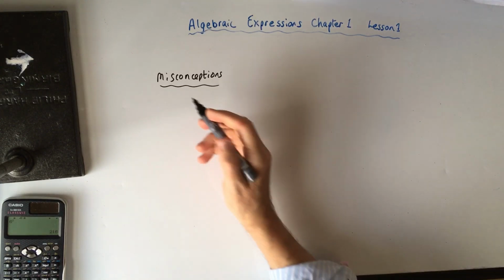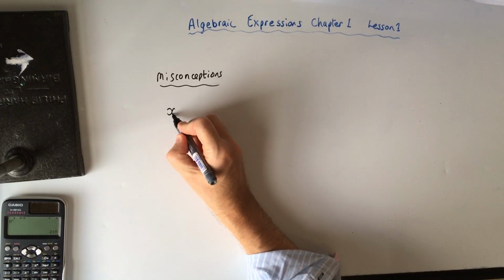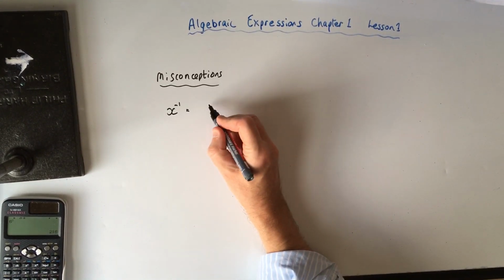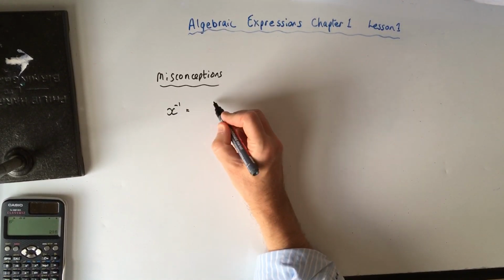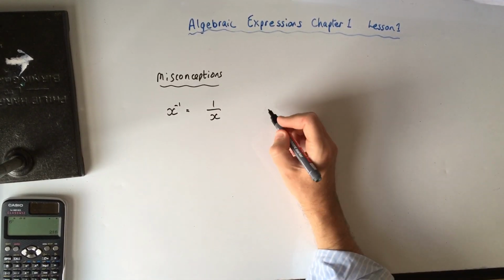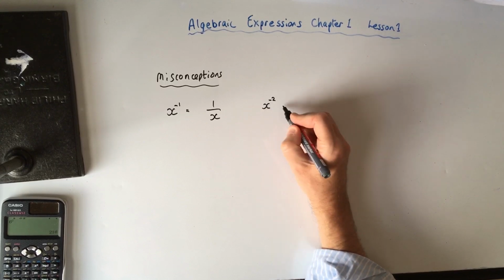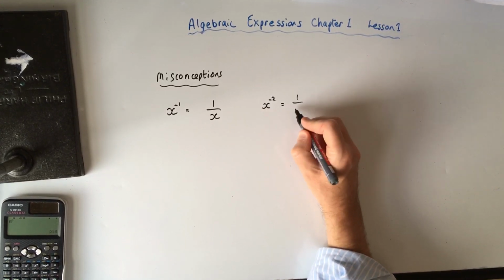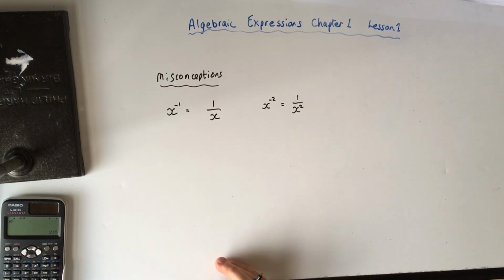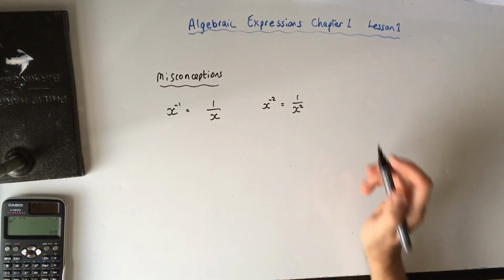Oh yeah, so the first one, because you know that when you see that to the minus 1, we know that that means, the minus means 1 over. So this is 1 over x to the power of 1, which is just x, of course. And x to the minus 2, of course, will mean 1 over x squared. That's fine. Okay, so a very common mistake early on with students is this one.